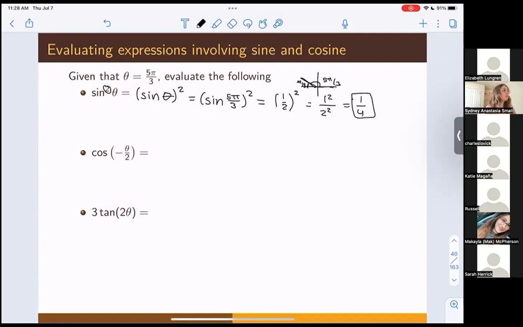Okay, so let's think about this next one, cosine of negative theta over 2. This time we do have something in the argument, but we can deal with that. All that is saying is we want the cosine of negative 5 pi thirds divided by 2. Negative 5 pi thirds divided by 2 is negative 5 pi sixths. You can verify that by doing some division with fractions. And when we're done with that, we get the cosine of negative 5 pi sixths is negative root 3 over 2.